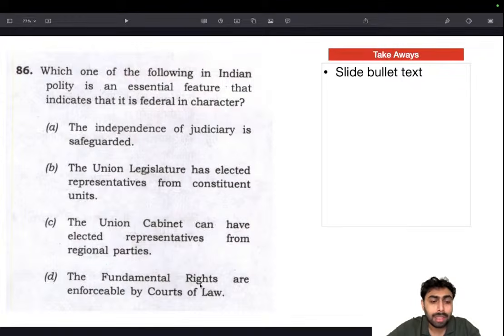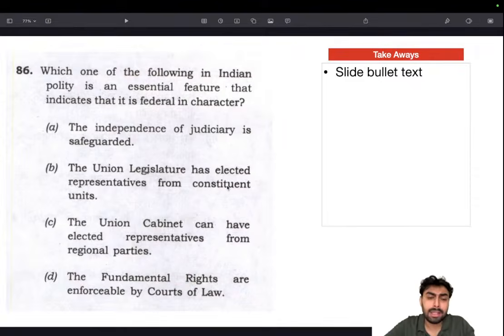The fundamental rights are enforceable by courts of law. Fundamental rights don't necessarily have a relation with federalism, as in they do when you look deeper, but right off the bat, considering the other options, this is definitely not going to be the answer. So you can eliminate that. Fundamental rights are enforceable by law; that's not something directly related to federalism. So that's the first thing we are eliminating.